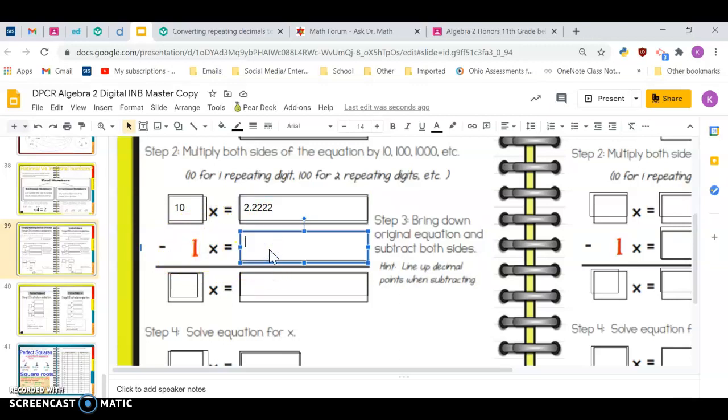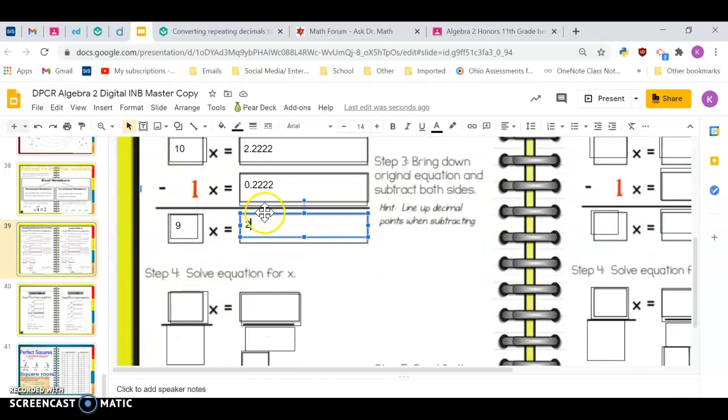Our original x was 1x, and the original decimal was 0.2222. We're going to subtract these from each other. Over here, we know we got 10x minus 1x, which gives us 9x. Over here, all the decimal parts will subtract from all the decimal parts as well. If these 2's all cancel out with these 2's, that means that after the decimal, there's nothing. But 2 minus 0 is going to be a 2. So what's left from this, we get 2.